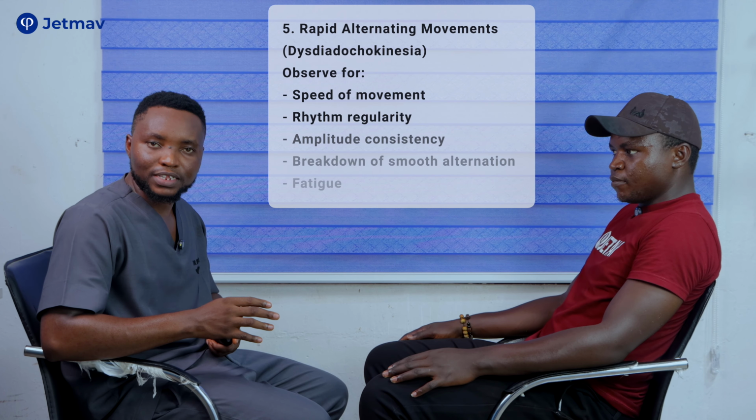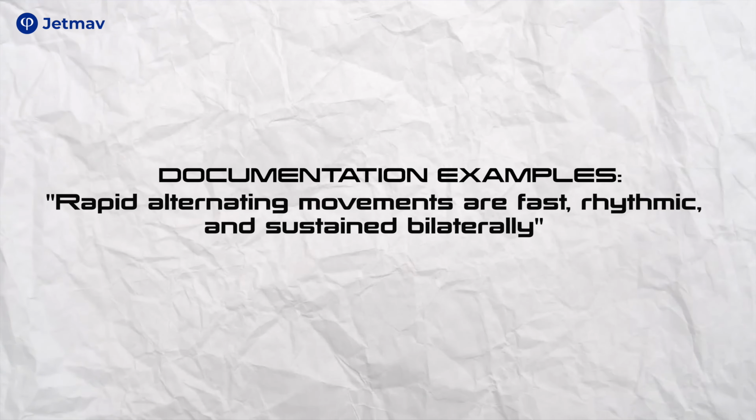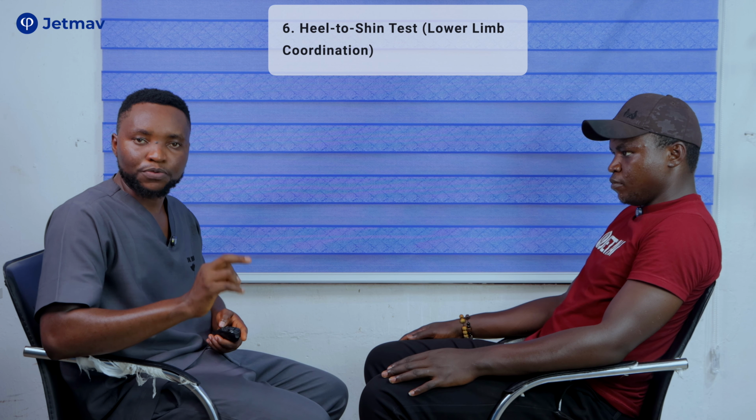Okay, so with this, we're also observing the speed of movement, the rhythm and regularity, then any breakdown of the smooth alternation. So our patient was normal. The rapid alternating movements are fast, rhythmic, and sustained bilaterally. Then after that, the next one is the heel-to-shin test, where we're going to test for the lower limb coordination.